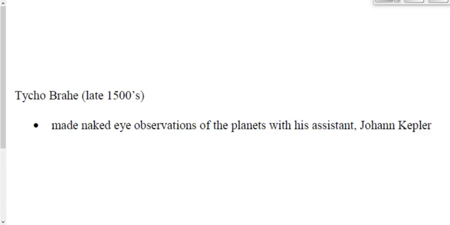Tycho Brahe, he made some contributions in the sense that he made observations, but we're going to think of him from here on out as the P guy. Tycho Brahe is the P guy.